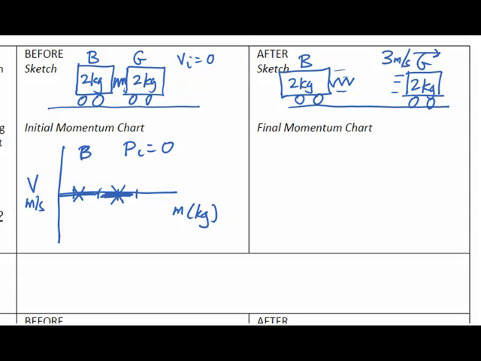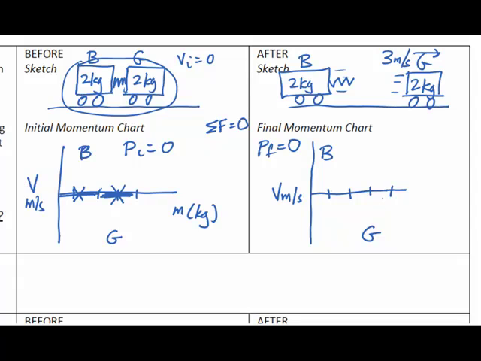Because we're considering our system to be both carts, that's the importance of circling our things, there are no net external forces, so the sum of forces is equal to 0. If the sum of forces is equal to 0, that means there's no change in momentum, no impulse. So we know our final momentum is also equal to 0. Okay, that's going to be important to solve this problem.